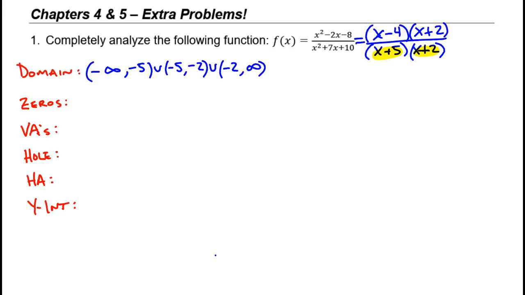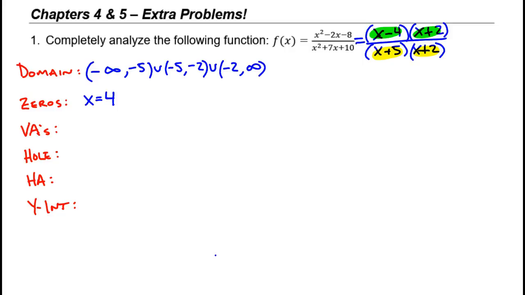Now on to the zeros. Anytime our numerator is 0, our function has a 0. So we're going to have a 0 at x equals 4 and x equals negative 2. However, x equals negative 2 is restricted from our domain, so we'll only include x equals 4. Folks, I said x equals negative 4, I meant x equals 4.